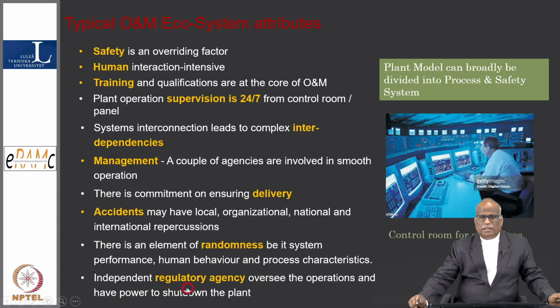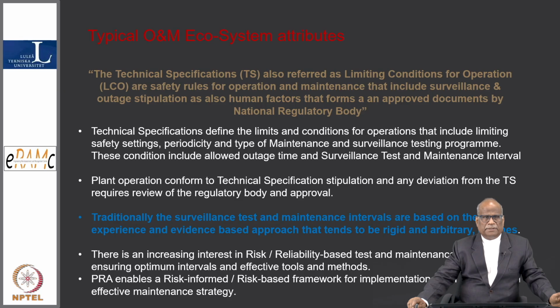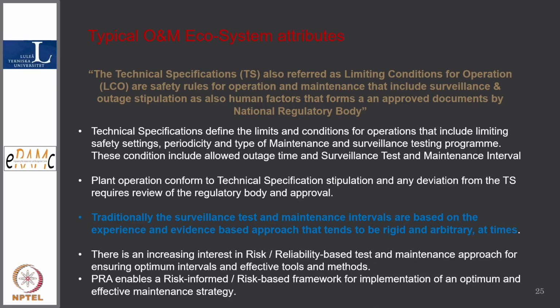An independent regulatory agency oversees the operation, and the plant has to be shut down if the regulatory agency sees any compromise in the plant, and only after getting the clearance can the plant be started. This is the last stage. Regulatory compliance is a procedure, periodically performed, but if required, regulators have the power to enforce shutdown of the plant.